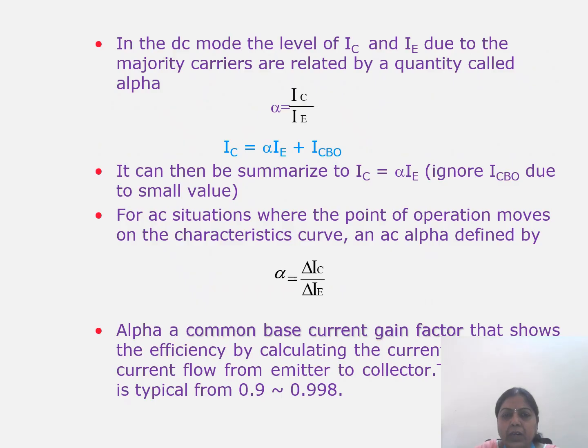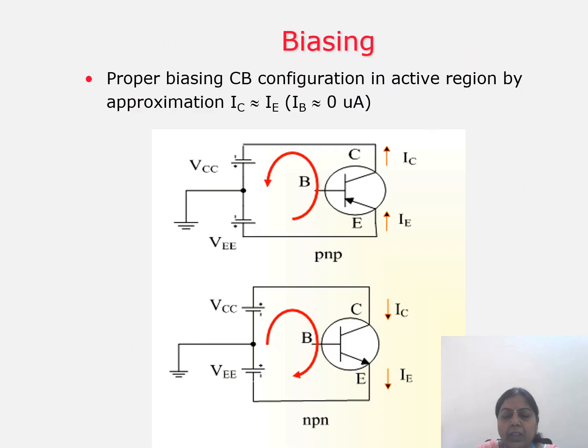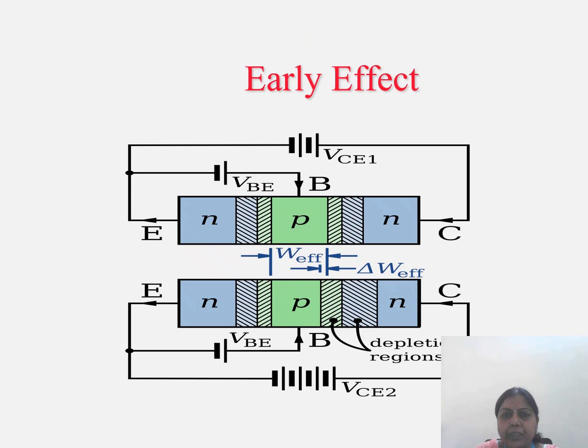So from this we can determine the current gain for the common base, which is nothing but the change in collector current to the change in emitter current. That value we can represent as alpha, which should be equal to 1. This is the biasing we can apply to the terminals of a transistor.